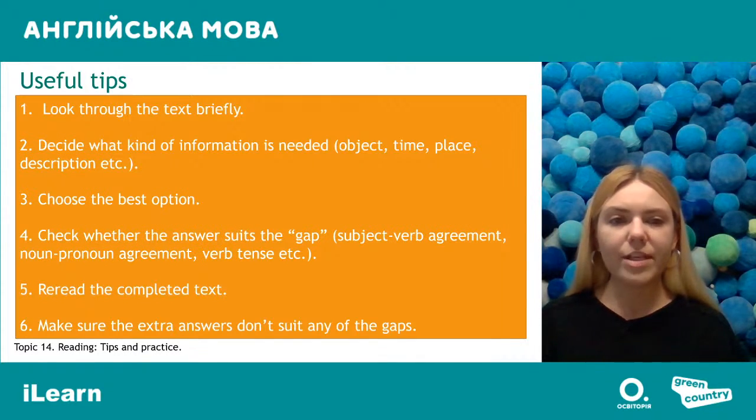So, is it about an object? Is it about time, place or description of something? Та, звертаємо на увагу, чи логічно, щоб далі в нас йшлось про час, чи про місце, чи опис чогось.